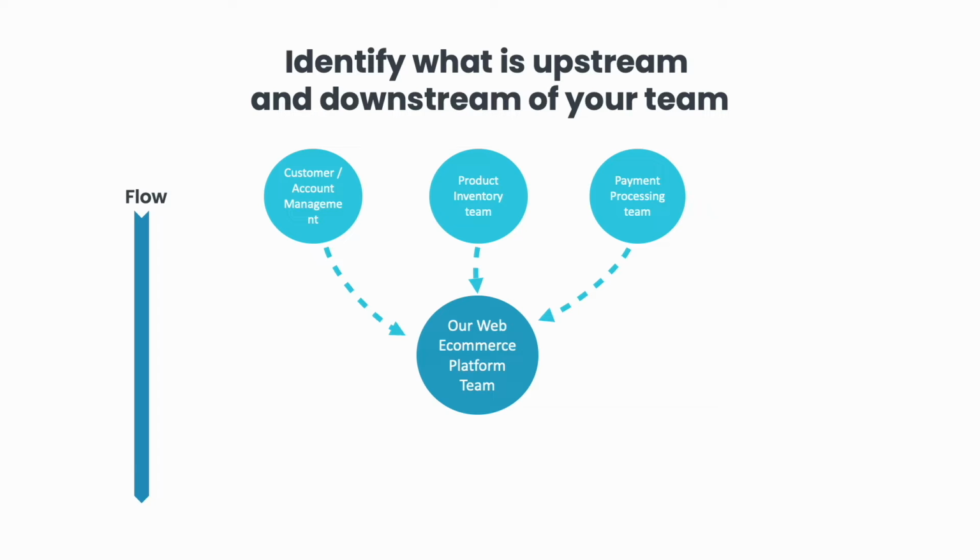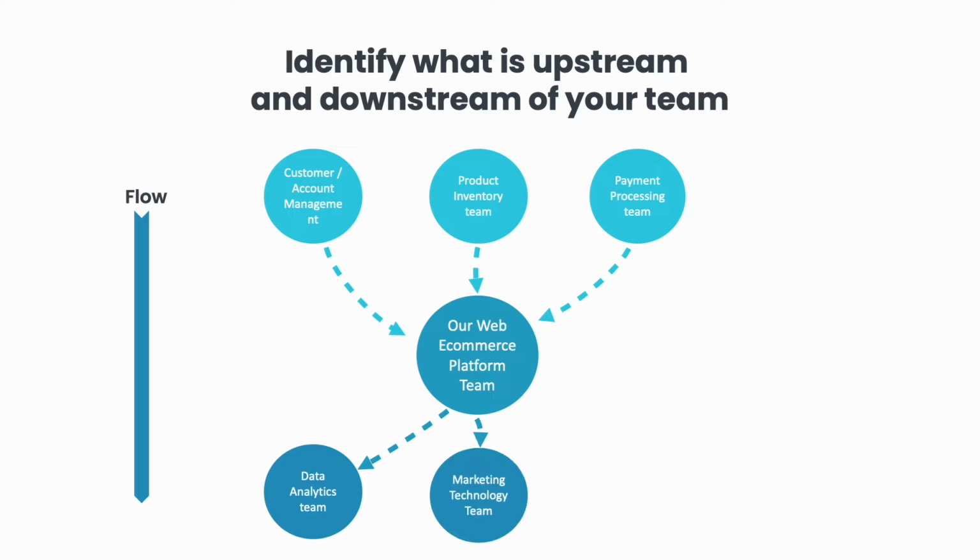On the downstream side, there are usually other teams that depend on the work from the e-commerce team. In our example, we have data analytics team, marketing technology team, or other reporting, finance teams. These teams might depend on the data that comes out of our platform, like the orders completed or analytics data of our customers.